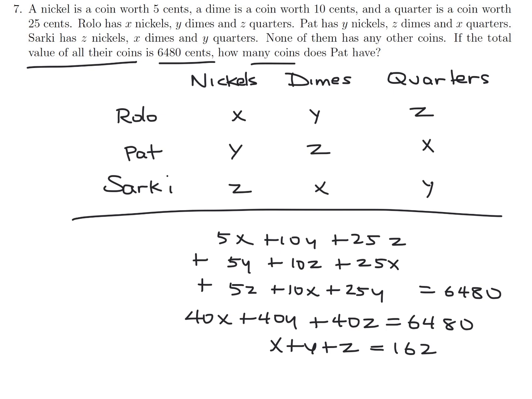And they're asking, how many coins does Pat have? Well, Pat has x + y + z coins. And x + y + z is equal to 162.